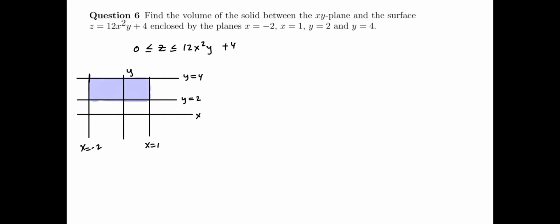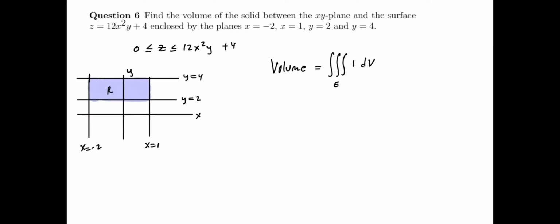Okay, so let's take a look at how we're going to set this up. So our volume, we know that this is going to be the triple integral over the solid E of 1 dV. So here I'm going to set up dV as, now this region that we have, you can treat it as type 1 or type 2, but I think I'm going to go with type 1 again.